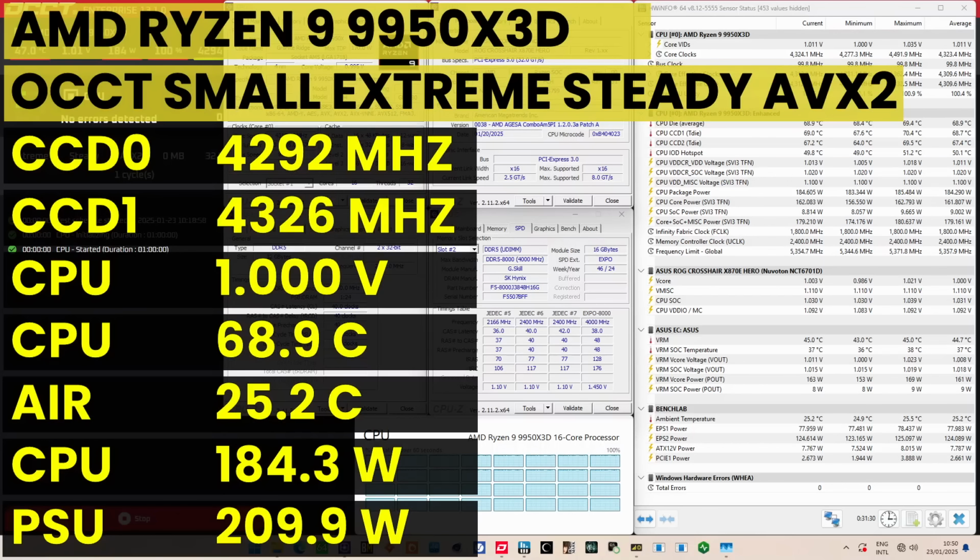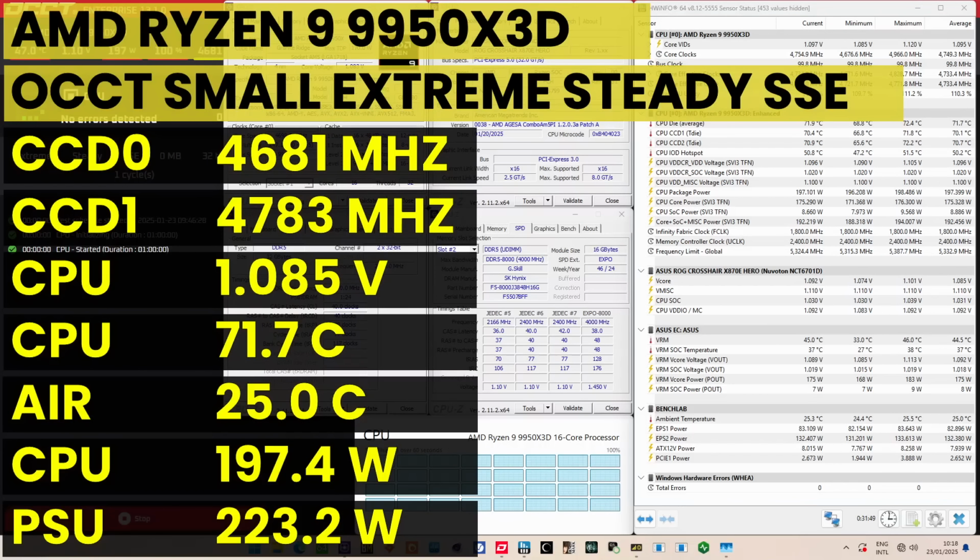When running the OCCT CPU AVX2 stability test, the average CPU CCD0 effective clock is 4292 MHz and CCD1 effective clock is 4326 MHz with 1 volt. The average CPU temperature is 68.9 degrees Celsius. The average CPU package power is 184.3 watts.